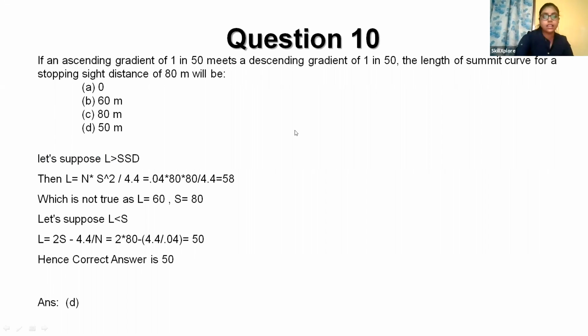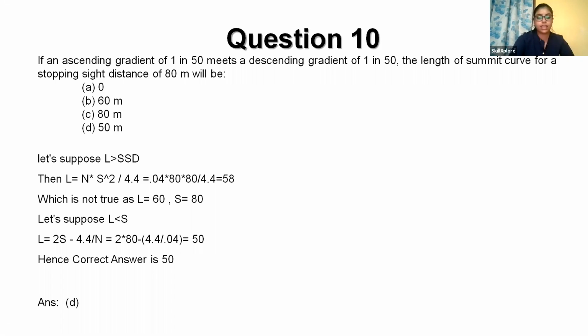So in an ascending gradient of 1 in 50 meets a descending gradient of 1 in 50, the length of the summit curve for a stopping sight distance of 80 meters will be: option A 0, option B 60 meters, option C 80 meters, and option D 50 meters. So here, this is actually a tricky question. For gradients, this length of the summit curve is what they have asked.